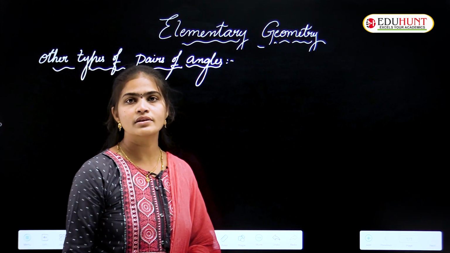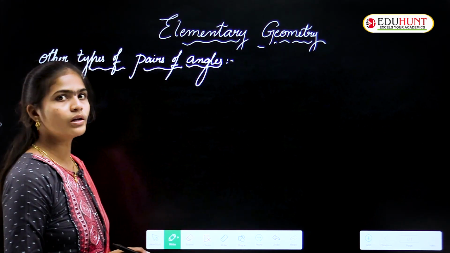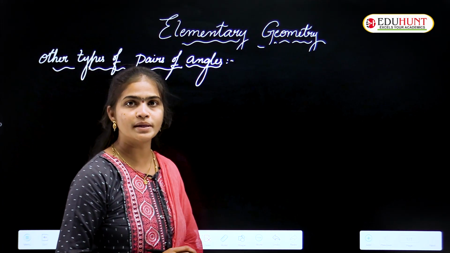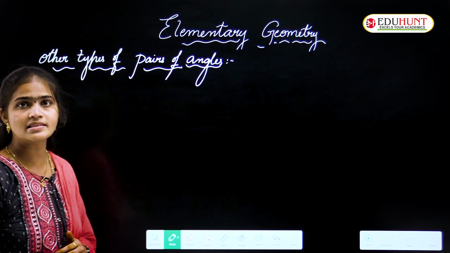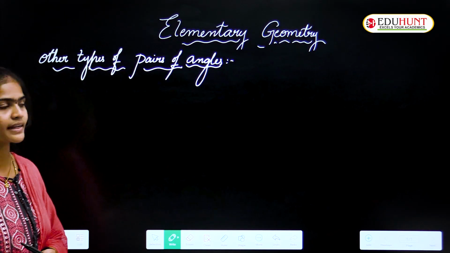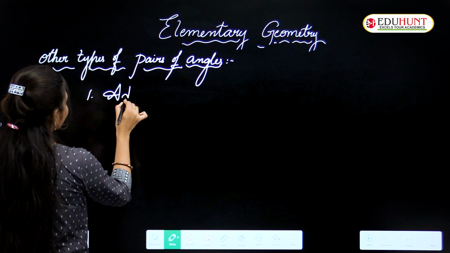So next we need to discuss some other types of pairs of angles. Already we discussed pairs of angles, meaning complementary, supplementary and conjugate angles. Here we are going to discuss some other pairs of angles. So the first one is adjacent angles.